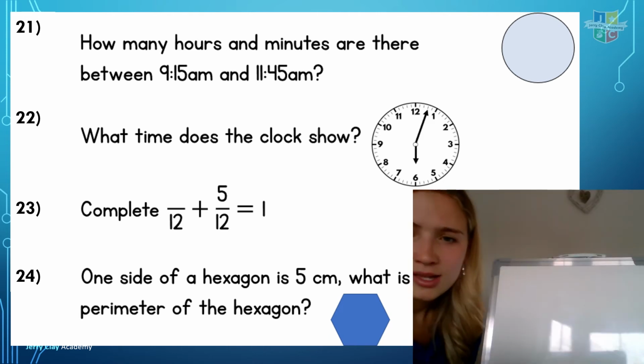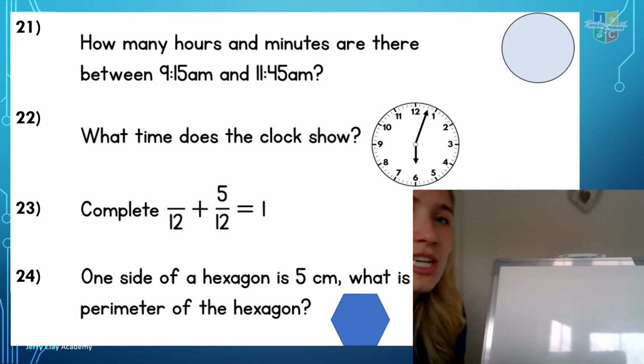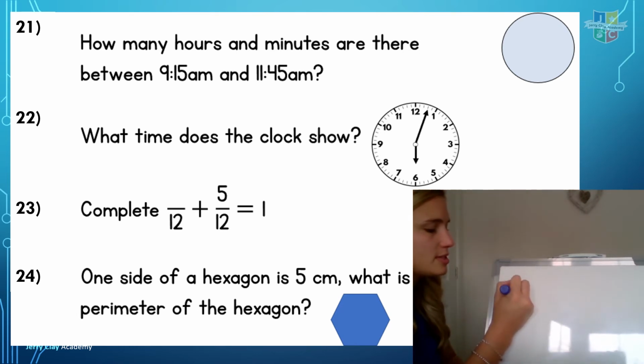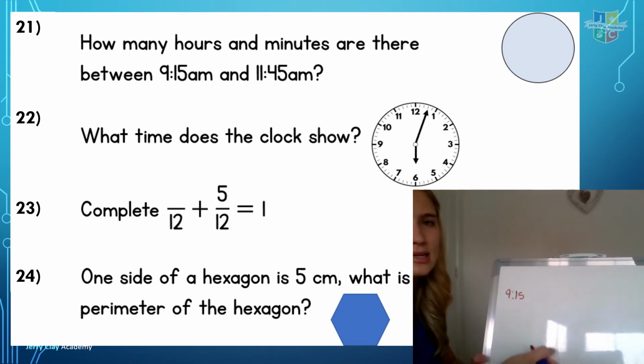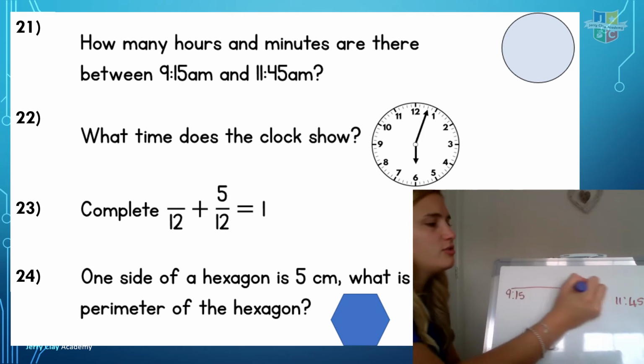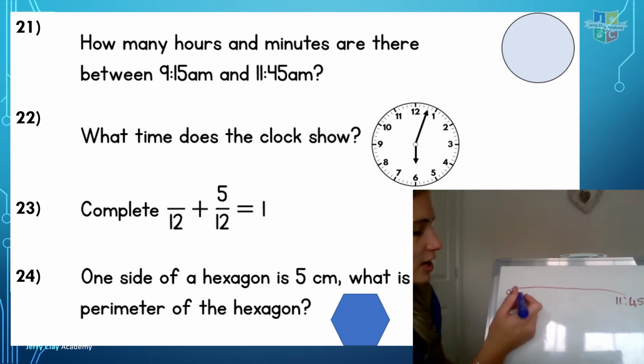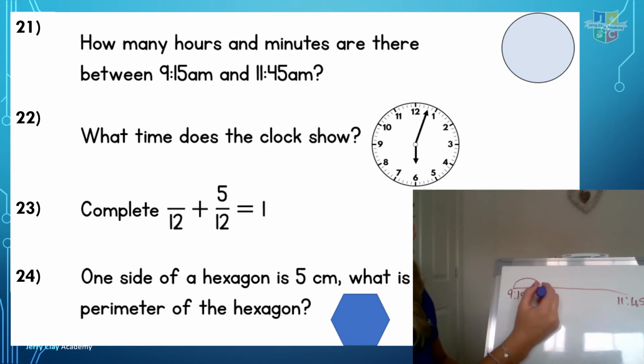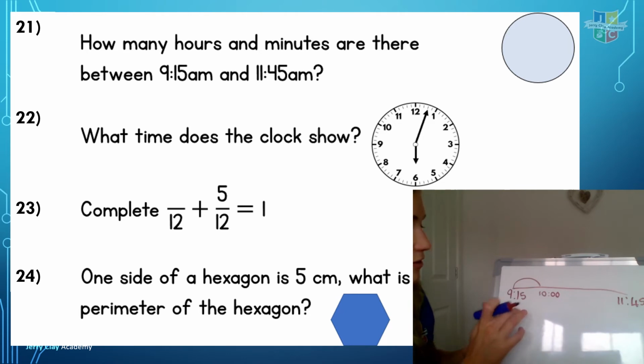correct. So you should have said that the shape is a circle because it is a 2D shape. Then for 21, we want to know how many minutes and hours there are between 9:15 and 11:45 in the morning. So if I drew my new number line, I could go up to my next hour, which would be 9:15 would become 10. If there are 60 minutes in an hour, 15, take that off 60, you would have 45 minutes. Just going to put 45 mins.